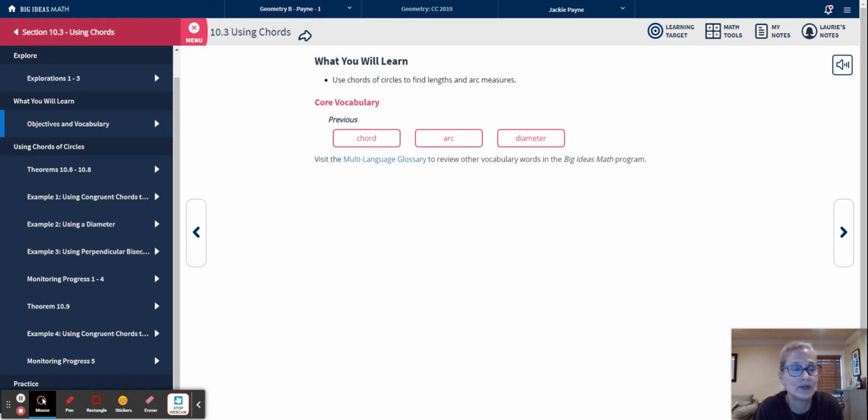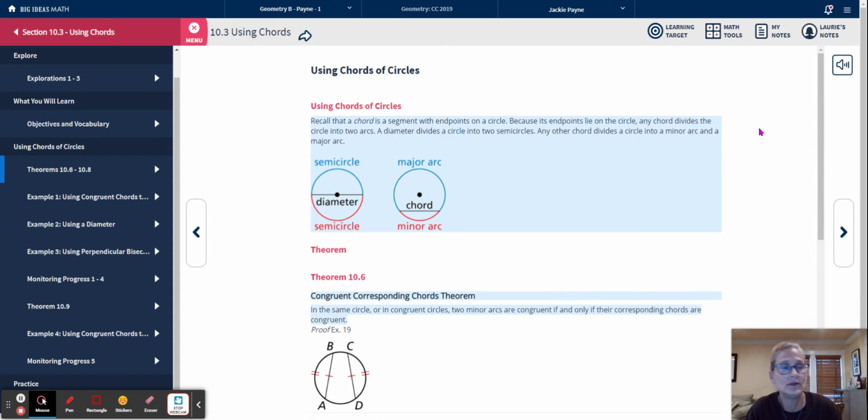We're going to talk about using chords today. In order to meet our objective of using chords of circles to find lengths and arc measures, you'll have to recall the definitions of chord, arc, and diameter, which of course we will go over. Starting with chords of circles, we're going to have 4 theorems and 4 examples.